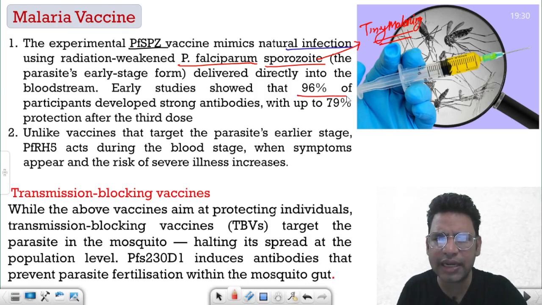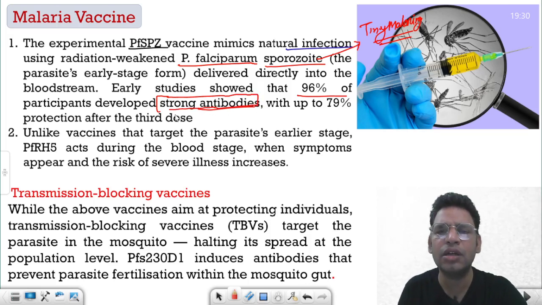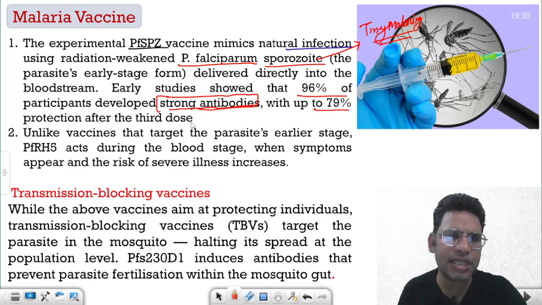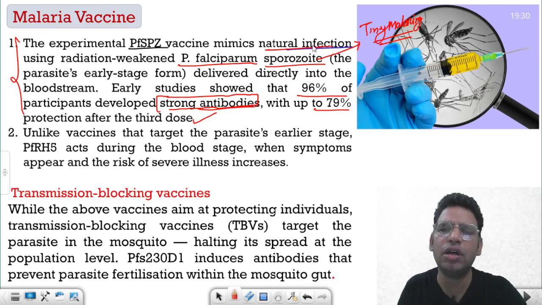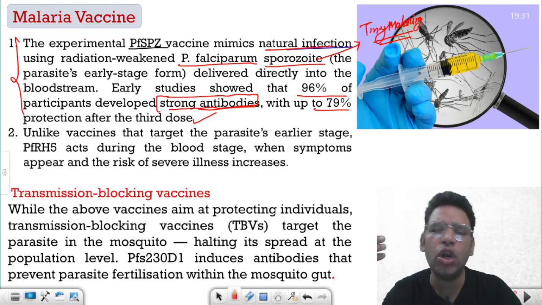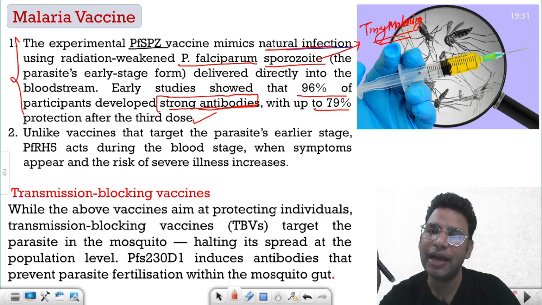Early studies showed that 96% of participants developed strong antibodies, so our immune system goes to work, and as soon as it starts working, it is going to produce antibodies with up to 79% protection after the third dose. That is one thing. This is a kind of whole parasite vaccine which exposes the immune system to entire malaria parasites, alive or otherwise weakened, as we are talking, right?